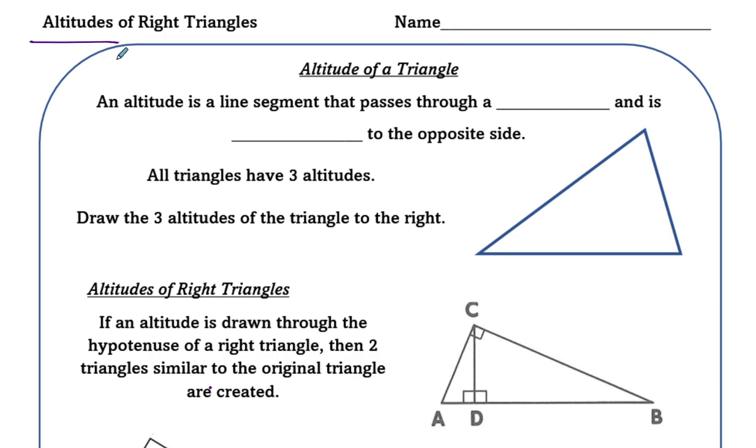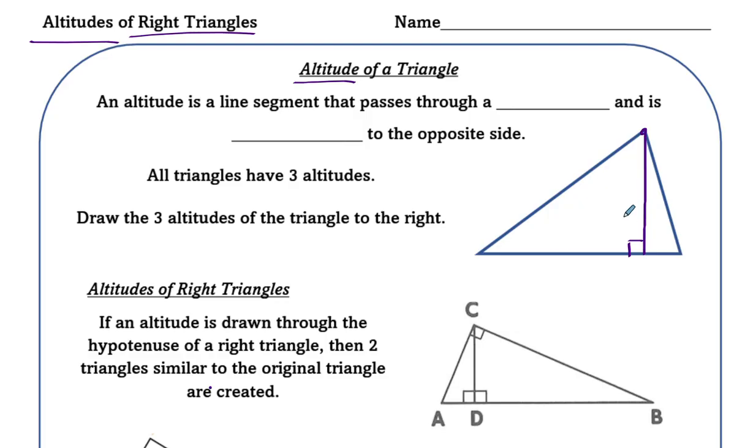All right, here we're going to be talking about altitudes of right triangles. So every triangle has an altitude. It's really just how tall the triangle is when it's standing flat on one side. From one vertex straight down, perpendicular to the other side, that is an altitude. These exist in all triangles, but something really special happens in a right triangle.